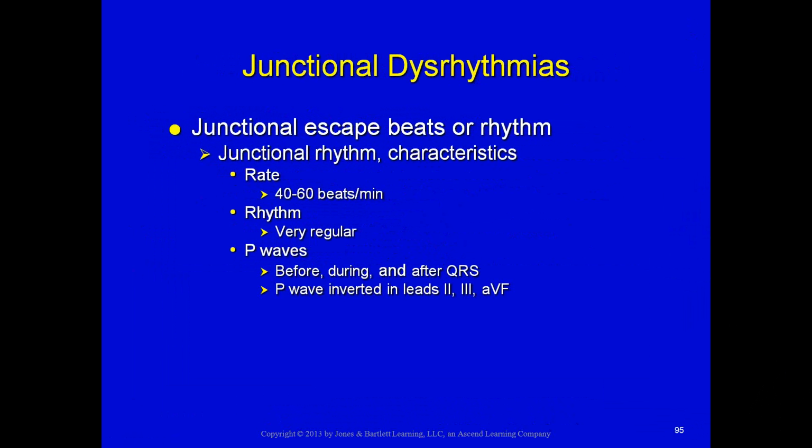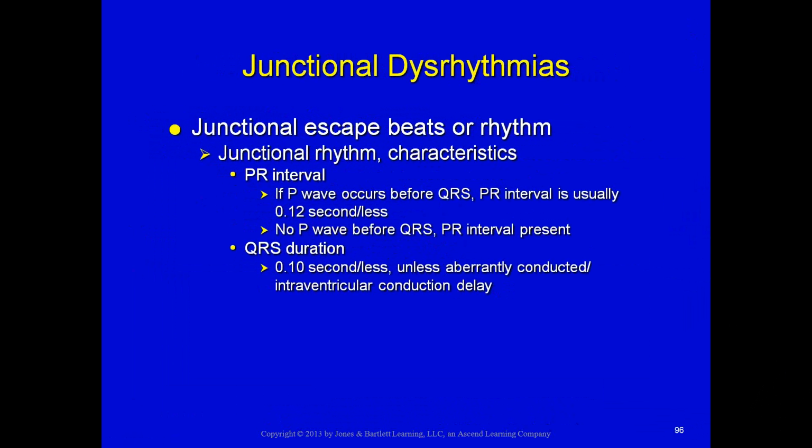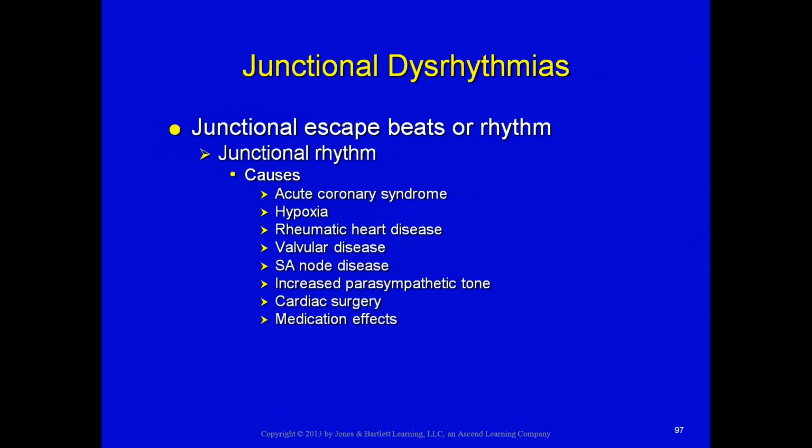Junctional escape beats or rhythms are usually 40 to 60 a minute, because that's how fast the AV node will pace the heart. The rhythm is regular. Again, P waves may be before, during, or after the QRS. They're usually inverted if you do see them. Again, if the P wave occurs, your PR interval is going to be short. And with no P waves before the QRS, there's going to be no PR interval. The QRS width should be normal unless there's some sort of conduction delay.